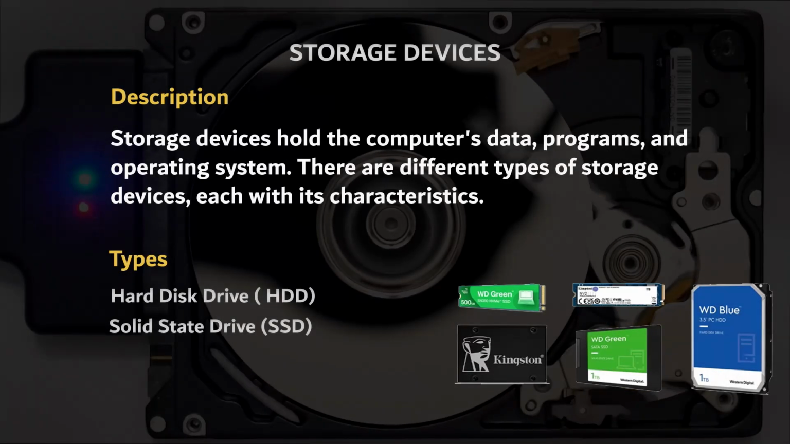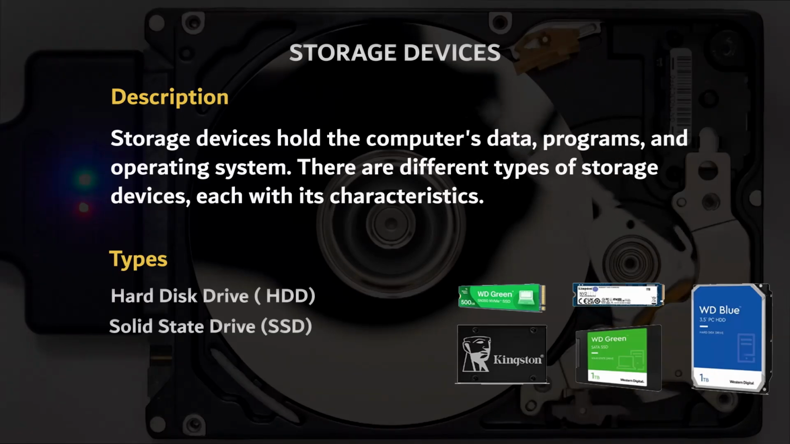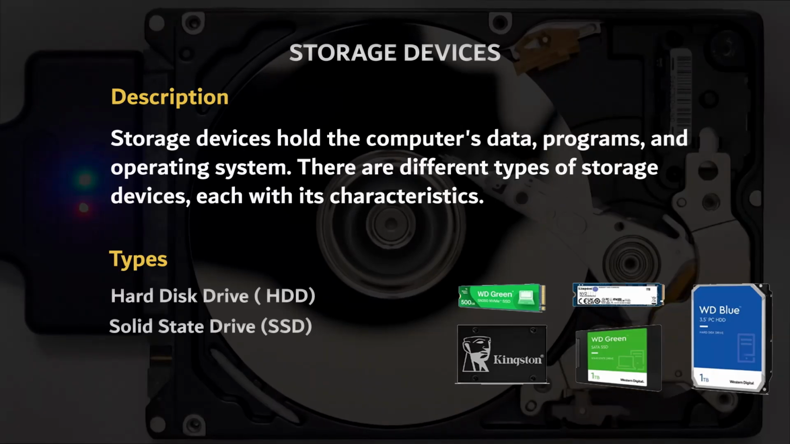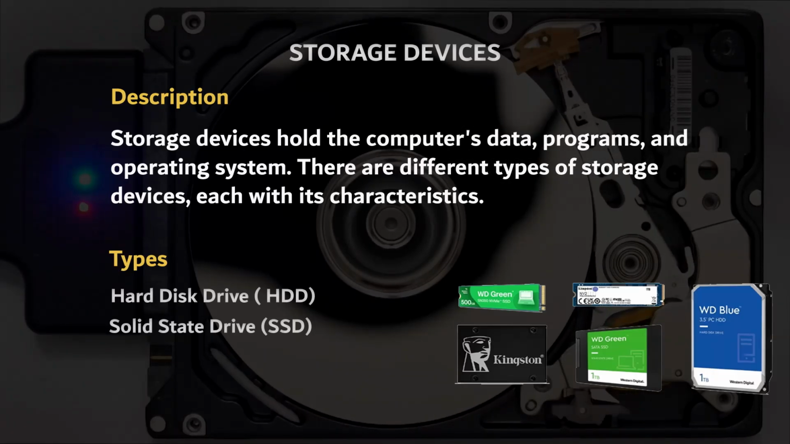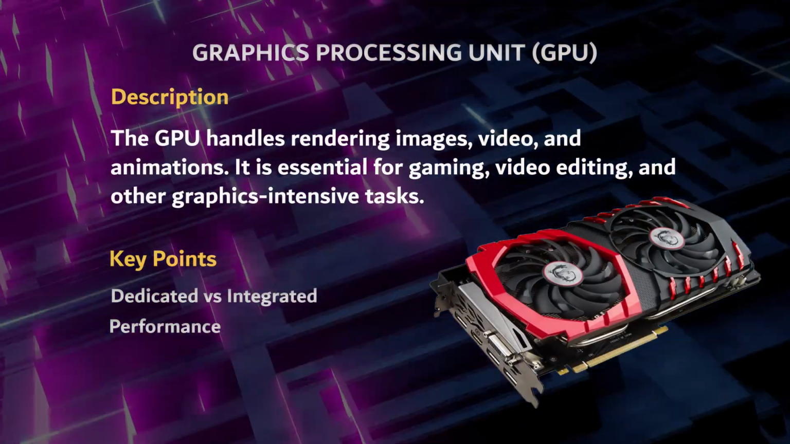Storage devices. Storage devices hold the computer's data, programs, and operating system. There are different types of storage devices, each with its characteristics. Types. Hard disk drive, HDD, uses spinning disks to read or write data, and generally offers larger capacities at lower costs but slower speeds. Solid-state drive, SSD, uses flash memory to store data, is much faster than HDDs and more durable, but typically more expensive.